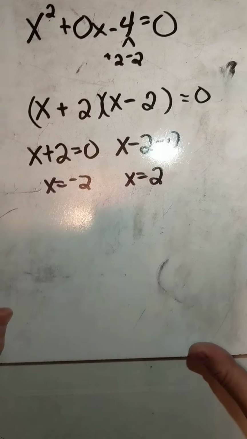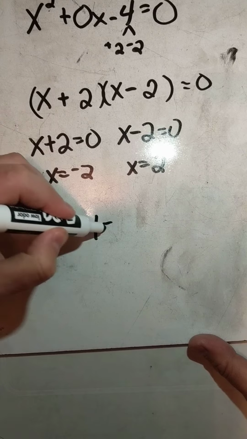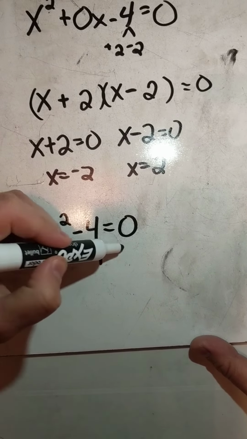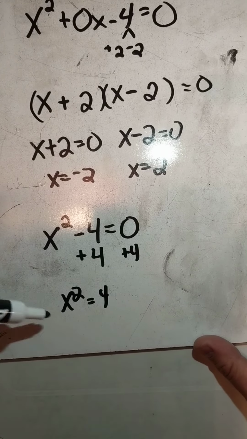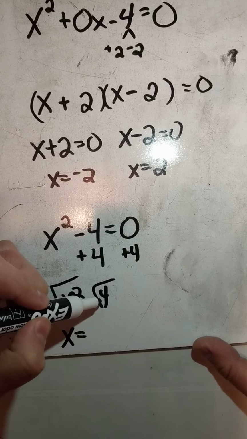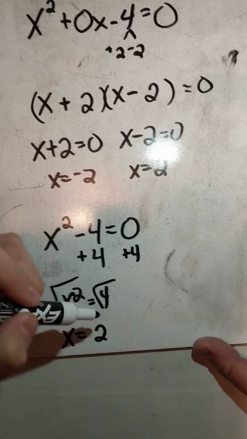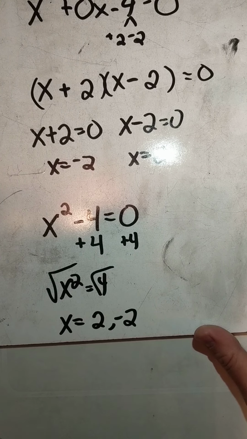Now some of you might find an easier way to do this. Usually when you're dealing with a binomial, there's always an easier way. What I'd recommend doing is that you could add 4 to both sides. X squared equals 4. And then when you square root both sides, you get x equals 2, since 2 times 2 is 4, but also negative 2 times negative 2 is a positive 4. So that's what gives you that negative 2 as well.